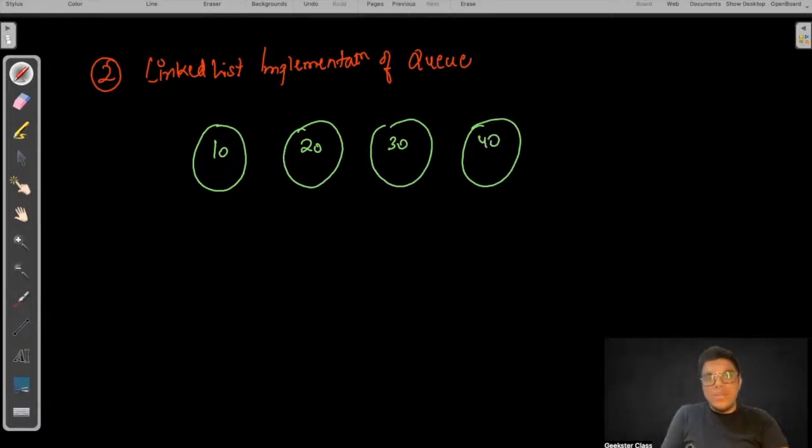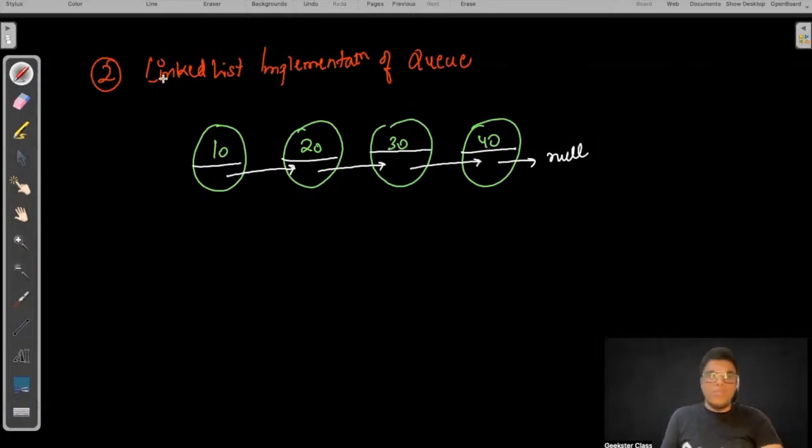So 10 was inserted, then 20 was inserted, then 30, then 40 was inserted. So 10 will be having a next pointer to 20. 20 will be having a next pointer to 30's node. 30 node will be having a next pointer to 40 node. And 40 will be having a next pointer to null. There is no next node to 40. So since insertion was from the rear end, deletion will be from the front end, or deletion will be from the front end and insertion from the rear end. It is your wish. Any way you want to do, you can do it.